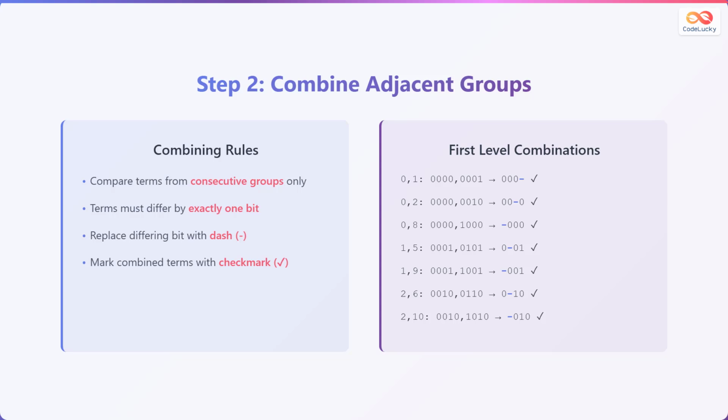Minterms 2 and 6, which are 0010 and 0110, combine to give 0-10. And minterms 2 and 10, which are 0010 and 1010, combine to give -010.